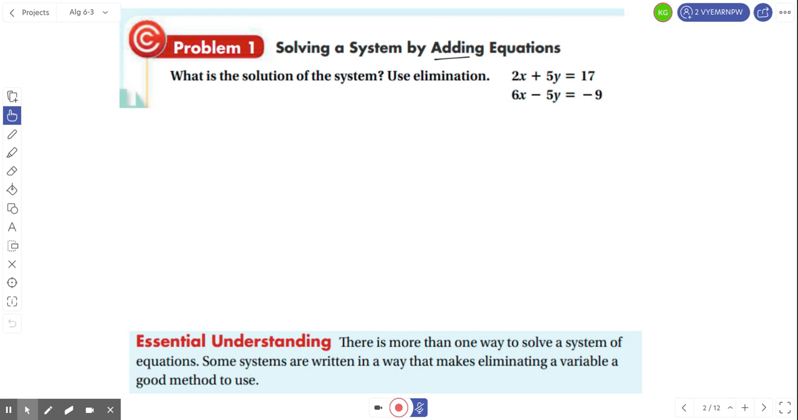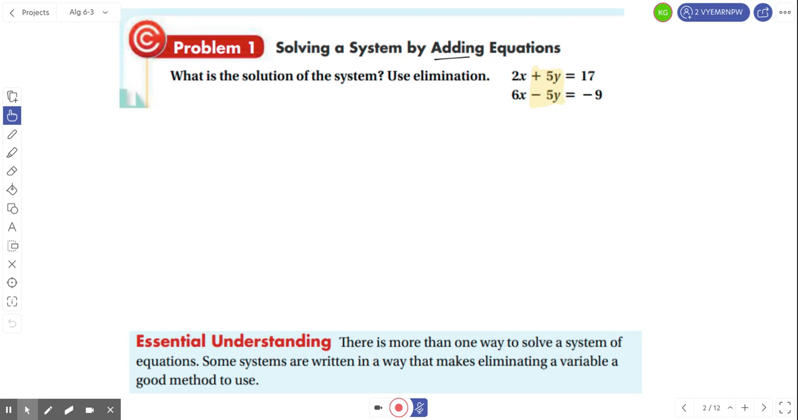So when I am adding these 2 equations together, what I'm looking for is that something is going to get eliminated. So here I have positive 5y and negative 5y. So if I take these 2 equations and add them together, that's going to leave me with 0 y's, because 5 plus negative 5 is 0.